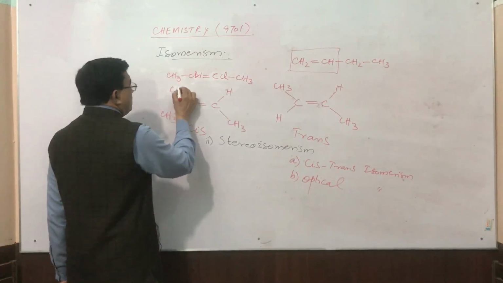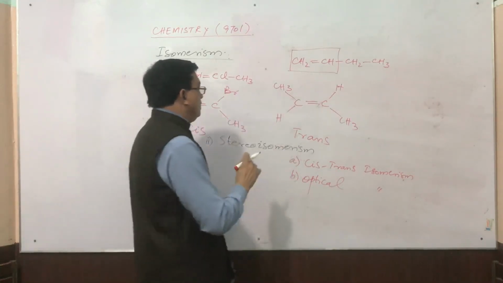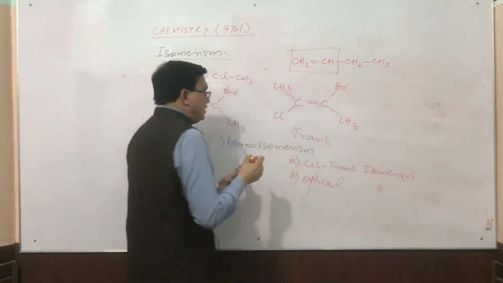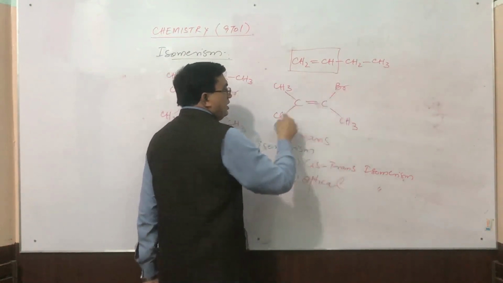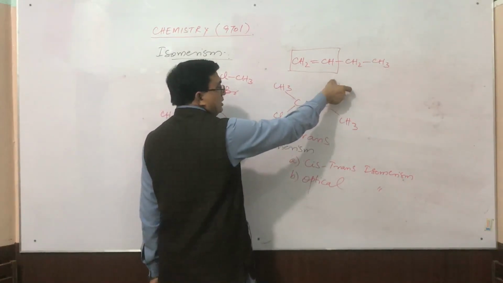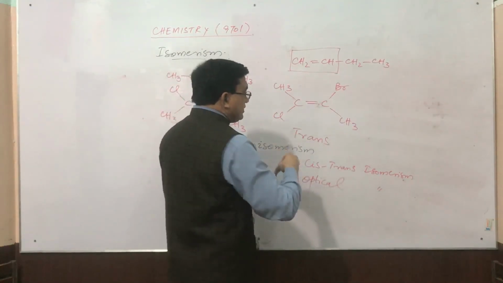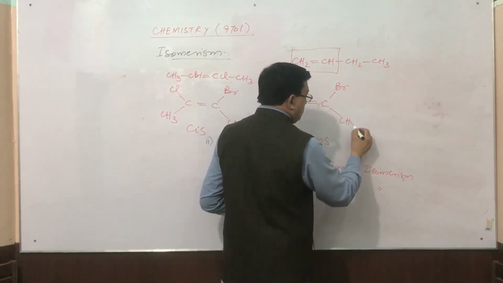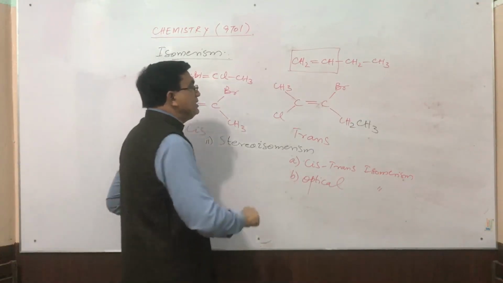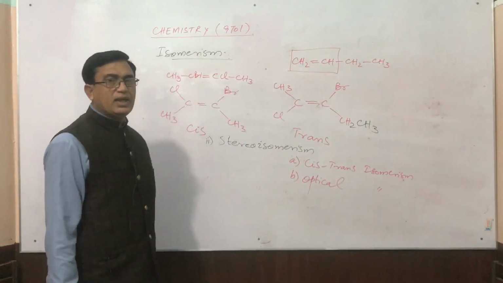That might be chlorine and bromine, say. But here that may be chlorine and bromine. Now, no doubt these are different atoms, but by nature they are called halogens. And if I replace this methyl with ethyl, that doesn't matter. It means that the nature of this group and the nature of this group is the same.